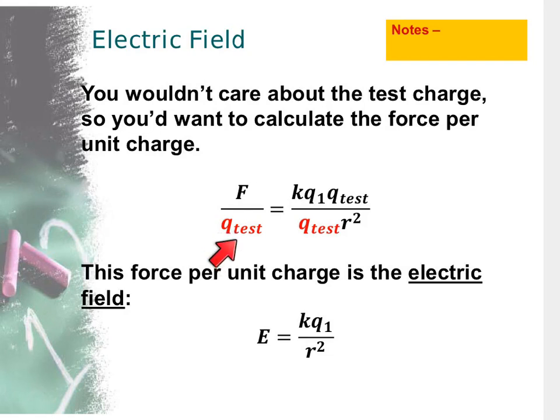So the best way to do that is to calculate the force per unit test charge. We divide by the test charge on this side, and we have to do it on the other side as well, and you'll see that this test charge divides out with this test charge right here. You will end up with what's called the strength of the electric field, which in physics we call E. So the electric field E is equal to Coulomb's constant times our charge that we're interested in divided by R squared.